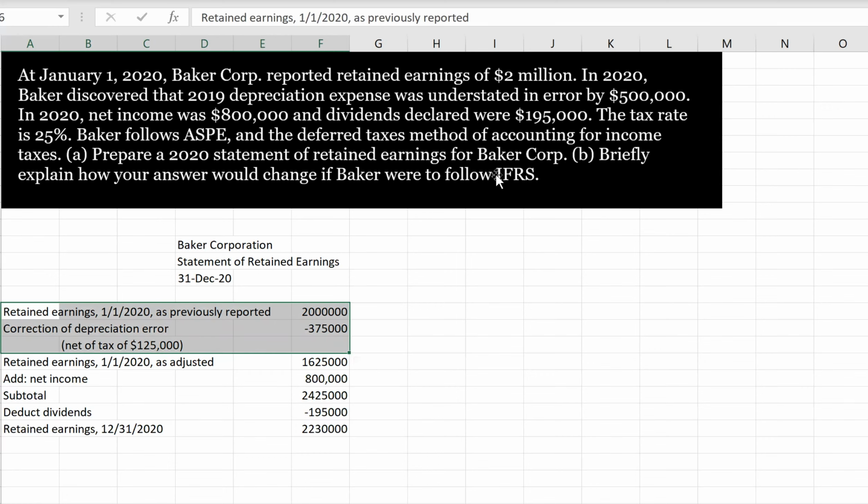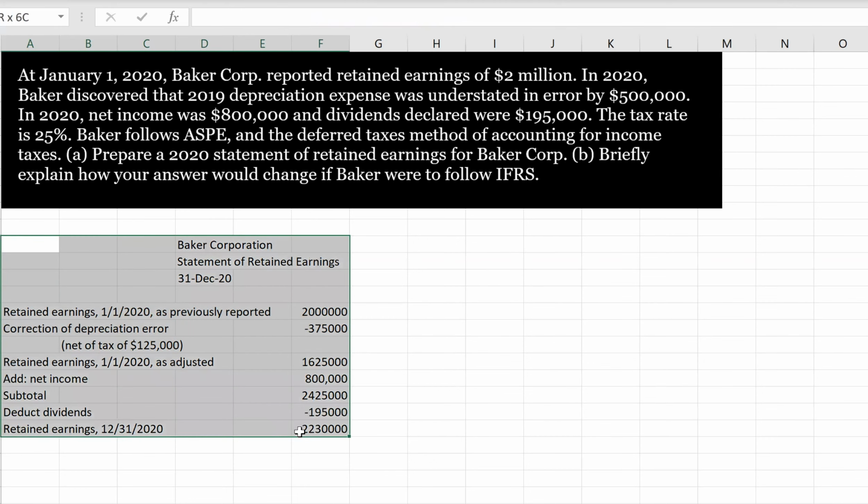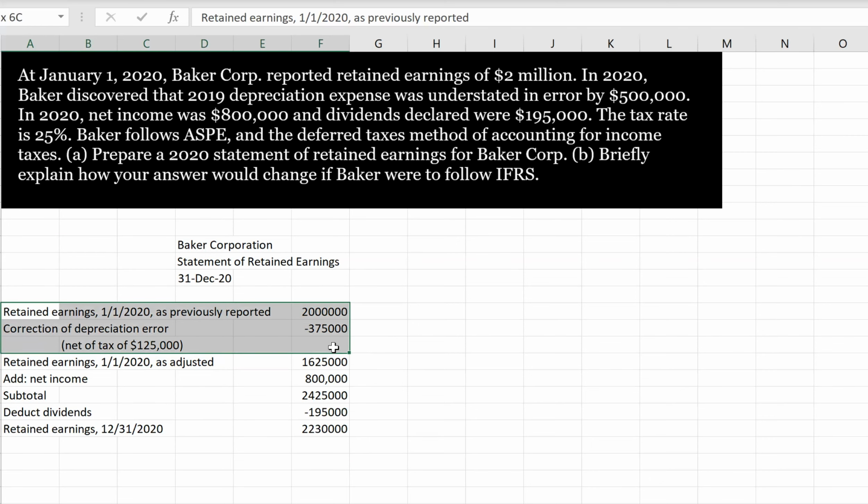Now, B says, how would your answer change if Baker were to follow IFRS? Well, as we learned previously, this statement of retained earnings is for ASPE, and IFRS would still disclose the error and have the exact same calculation, so no change there. But for IFRS, we would need to prepare a statement of changes in shareholders' equity rather than the statement of retained earnings. So that provides some more information.